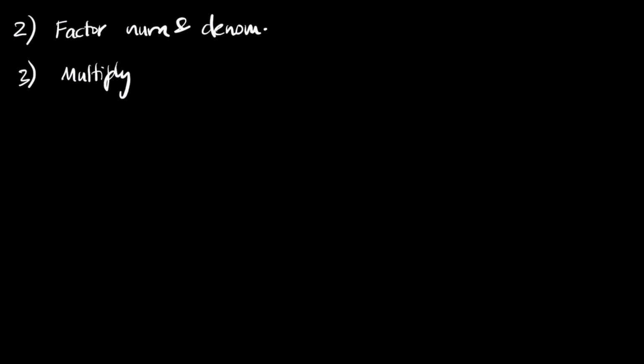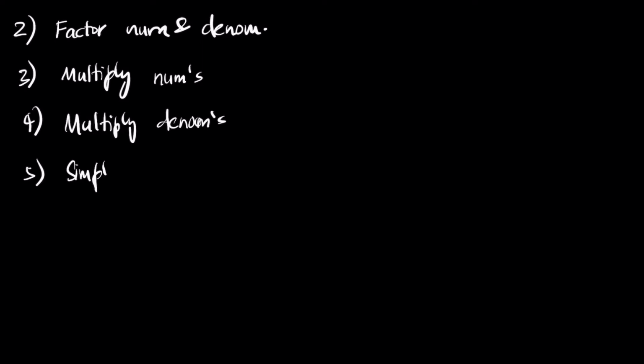So what is the second step? The second step is exactly as before: factor the numerator and denominator. Third is to multiply numerators. Fourth is to multiply denominators. And finally, fifth, simplify the expression.